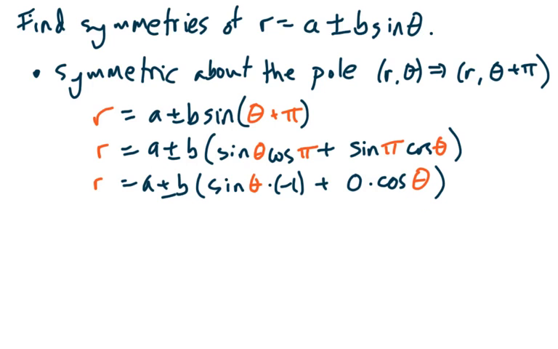So this guy goes away, multiplying by 0, right? And when I multiply sine theta times negative 1 and simplify that, I'm going to end up with the same thing I got last time, actually. A minus plus b sine theta. So this is not equal to what we started with. Not symmetric about the pole.